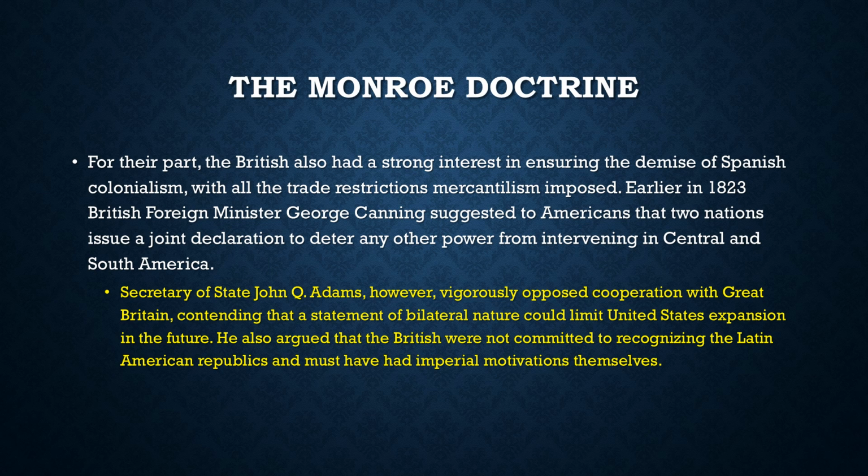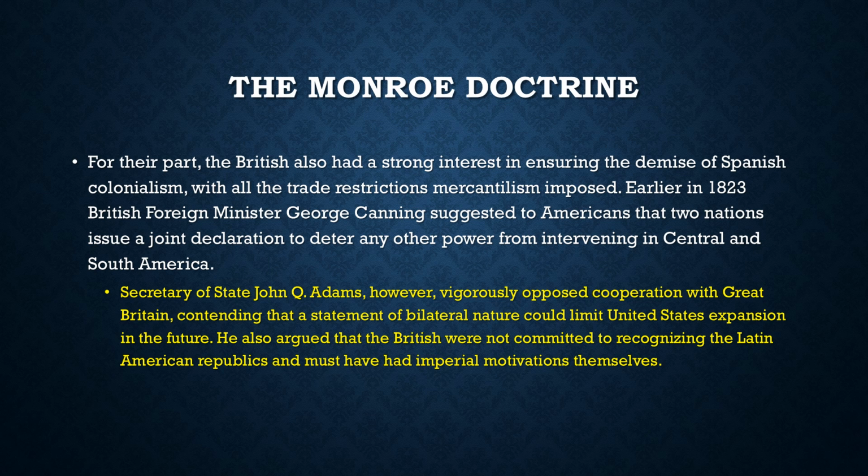They didn't want to work with the British, and particularly John Quincy Adams was not very keen on allying themselves with the British. And so rather than working bilaterally, the United States chose to issue this doctrine unilaterally, in and of themselves, by their own. It says here that John Quincy Adams also argued that the British were not committed to recognizing the Latin American republics and must have also had for themselves imperial motivations. And so the United States chooses not to align with the British.